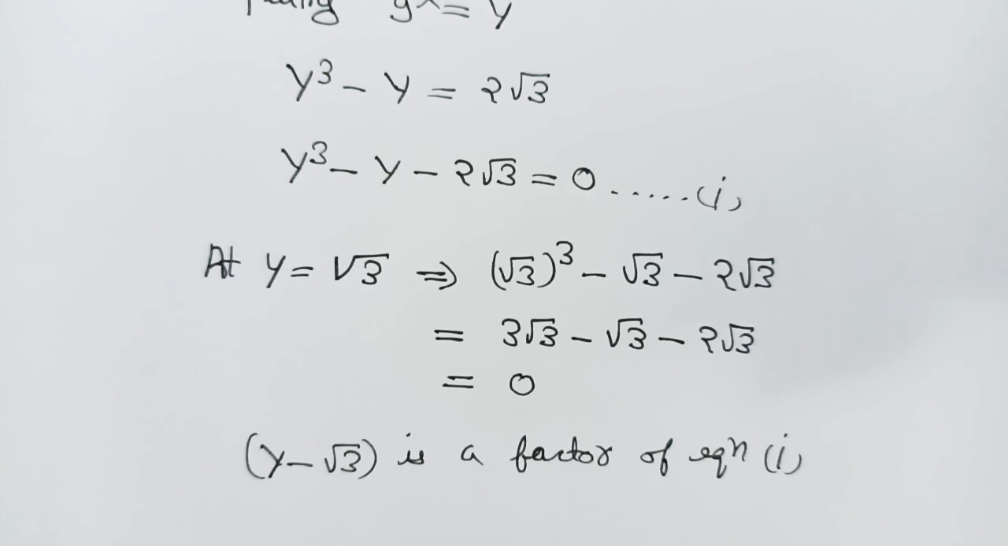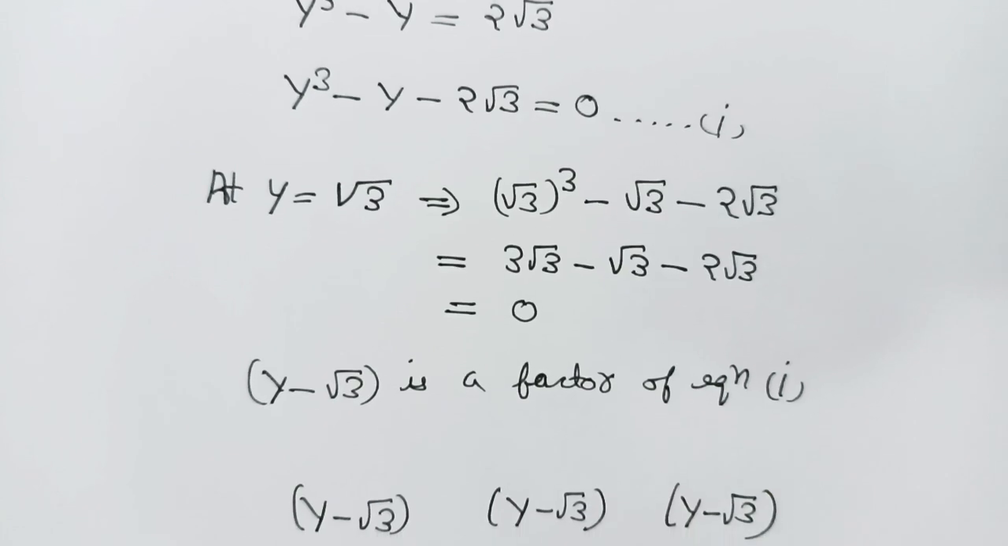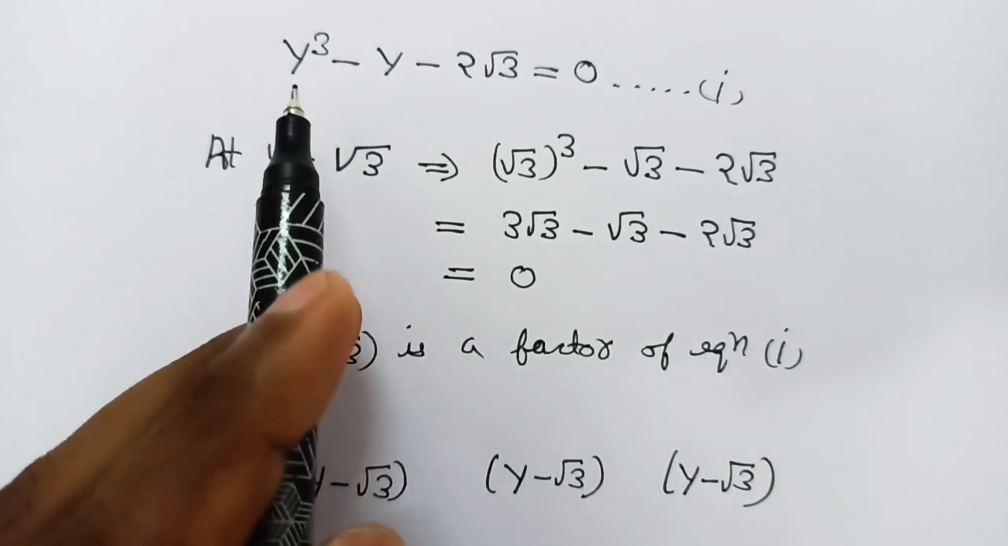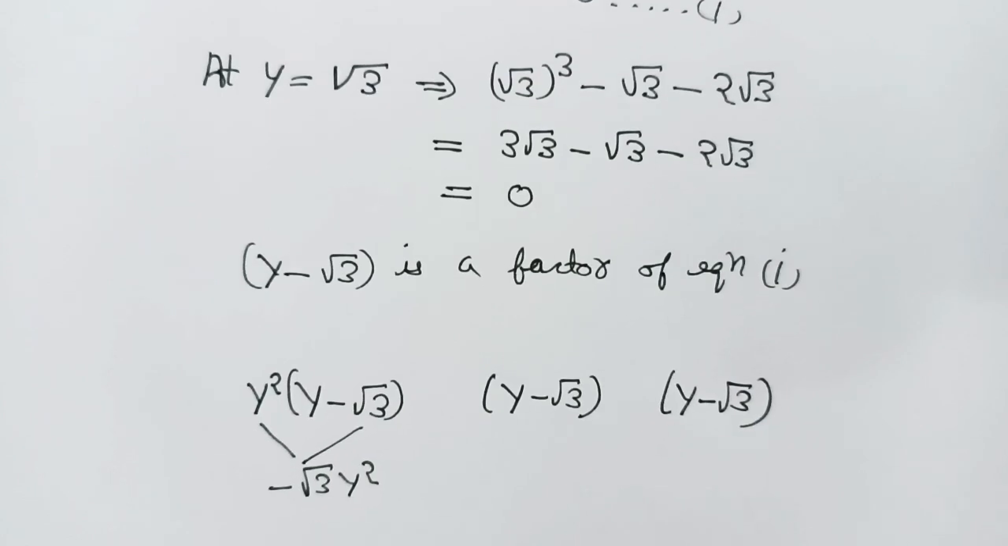It is a cubic equation, that means there will be 2 more roots, and to find the 2 roots we will factorize this cubic equation. First of all, write down y minus square root 3 times. This is a shortcut, so we apply this shortcut. Now we will adjust this cubic equation. Here we have y cube, so we multiply with y square, and y cube will be satisfied. Now y square into minus square root 3 gives minus square root 3 y square.